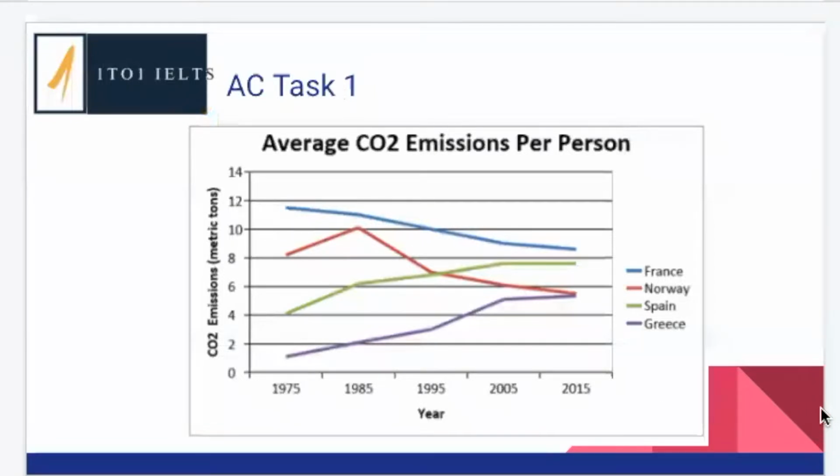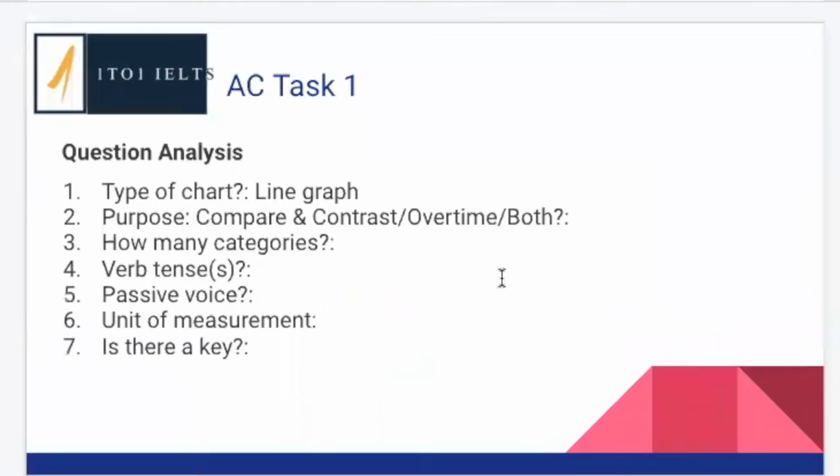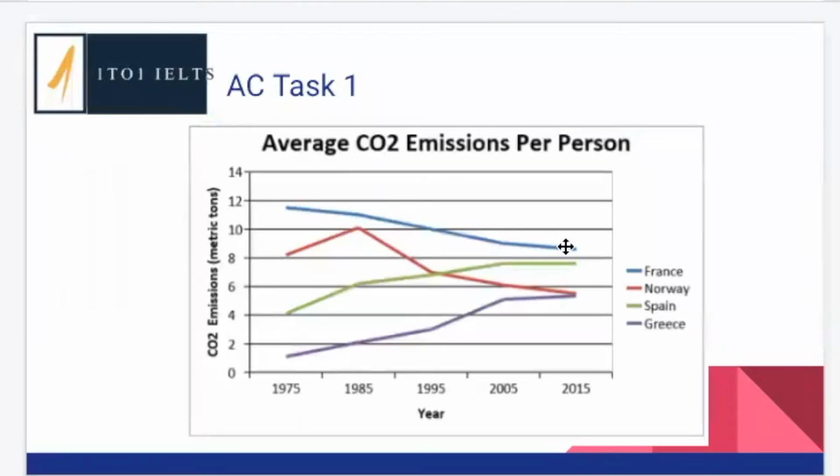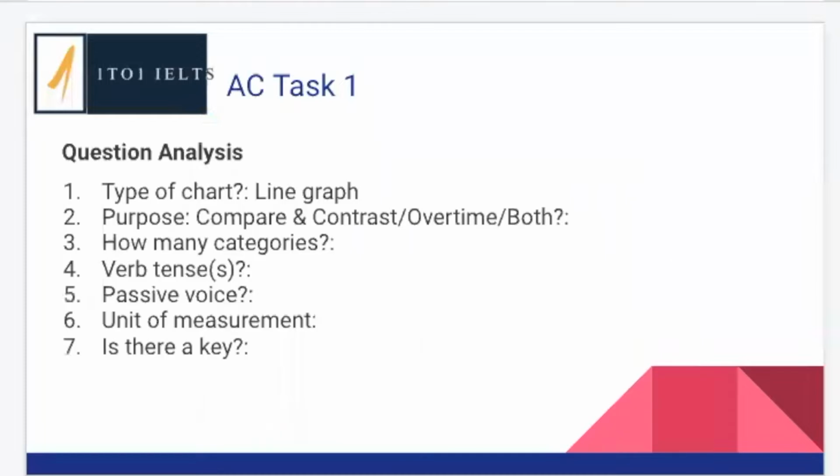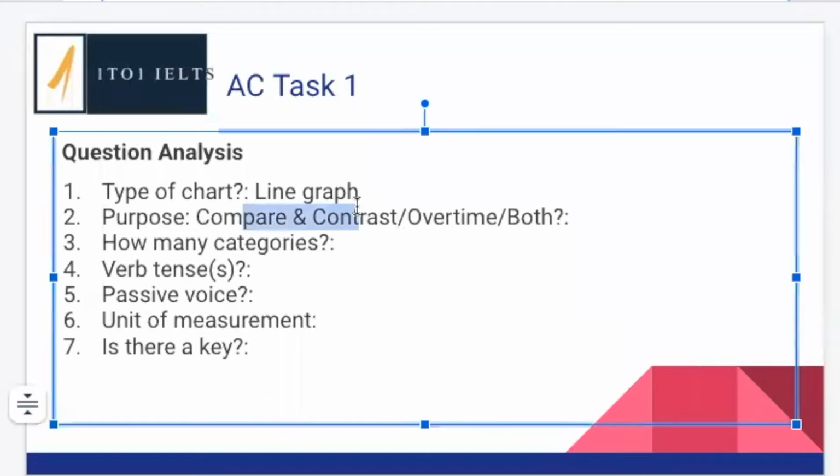So it's referring to average carbon dioxide emissions per person in 4 different countries. It shows us that the measurement is in tons, and we've got a graph over time. So remember, when we're analyzing these graphs, and we're going to do this quickly, just to refresh everyone's minds, we need to be thinking about a couple of things. So first off, the type of chart. So obviously we mentioned already, this is a line chart or a line graph. What is the purpose of a chart like this? So is it to compare and contrast, look at data over time, or both?